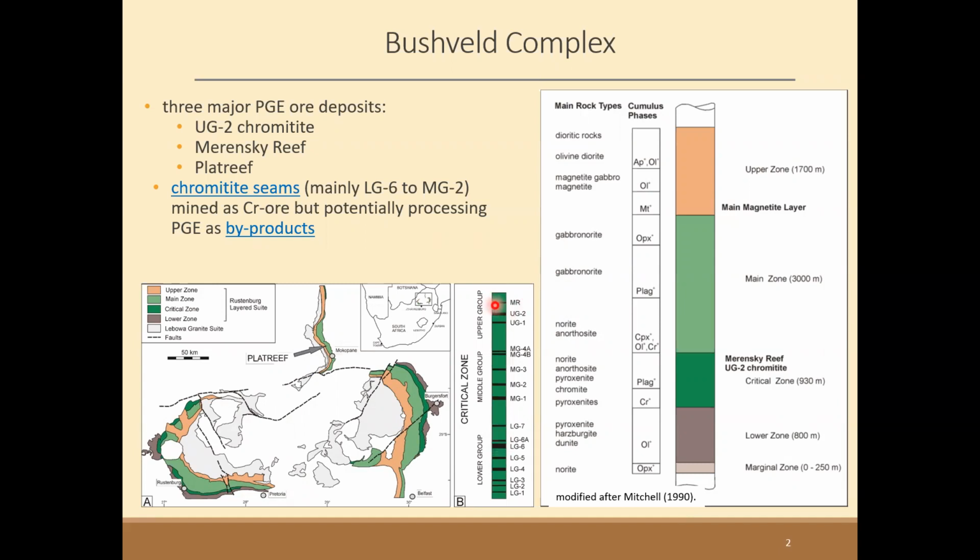I will present some work which was done in a bigger project where several PhD students were involved. The so-called Rammlmair project was coordinated by Bob Trumbull, and I will show some results of these projects as well. They were also dealing with the idea of whether it's possible to recover PGE as byproducts from these chromitites.